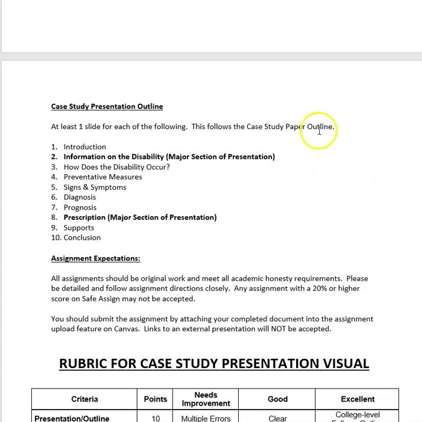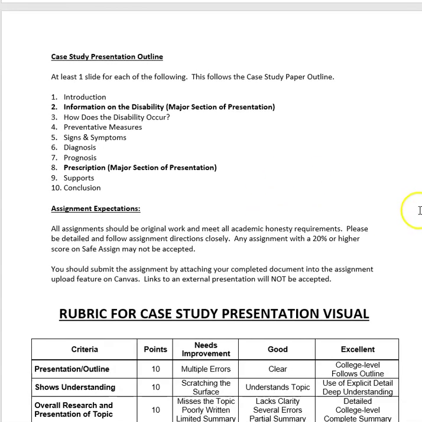All right, and as you can see here is the case study outline. It is also on your assignment link that's available. You may, if you need to, have 2 slides for the major sections. So part 2 and part 8 could have 2 slides and bump your total up to 12 slides. All right, once again, this needs to be all original work. Please be detailed and follow that outline closely.